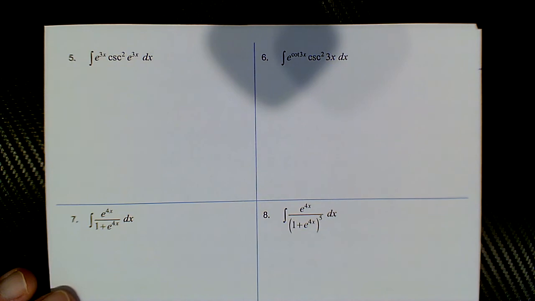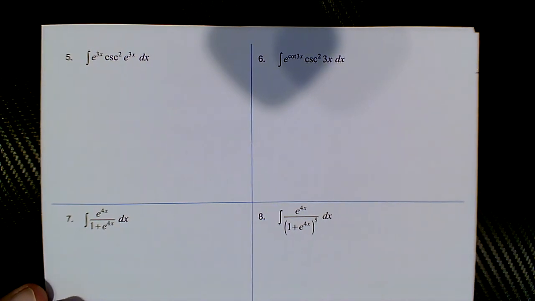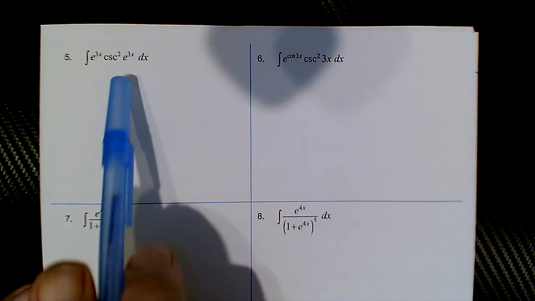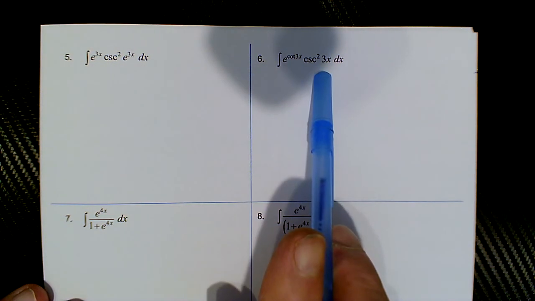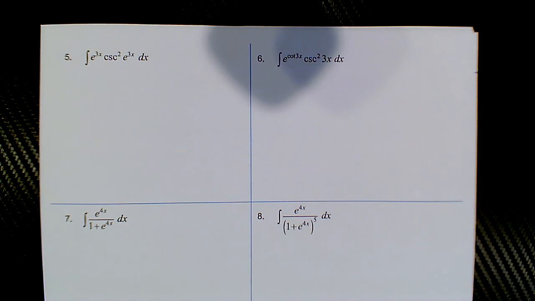In example 5 and in example 6, we see exponential functions with trig functions. Now, we just talked about how with exponential functions and algebraic functions, the exponentials dominate. But when you have exponentials and trigs, you don't know which one dominates. You have to try something.